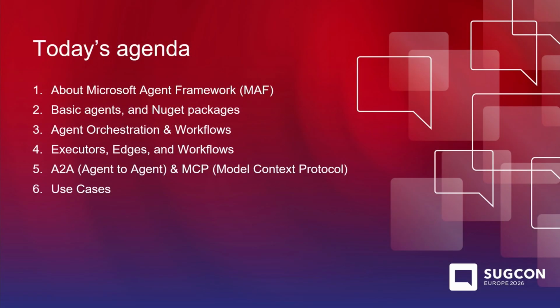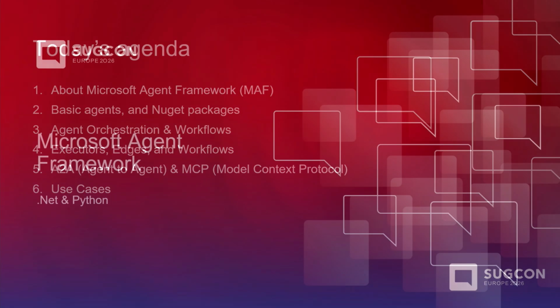So today's agenda, you can see I'm going to talk about Microsoft Agent Framework, some basic stuff around understanding what the framework provides, building some basic agents and the NuGet packages that support that, talk about some agent orchestration patterns and how the workflow concepts in the agent framework facilitate that, looking at executors, edges, and workflows. That'll make more sense, hopefully, subsequently. Some protocols, as well as MCP, looking at A to A, agent to agent, and then some use cases for Microsoft Agent Framework with Sitecore.